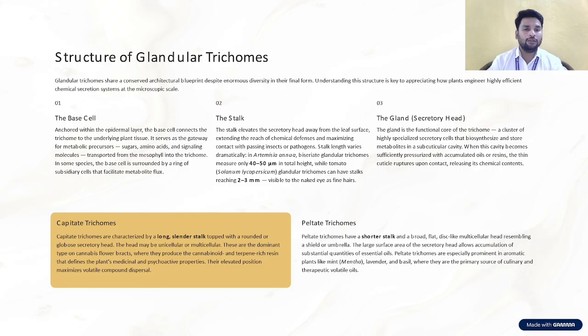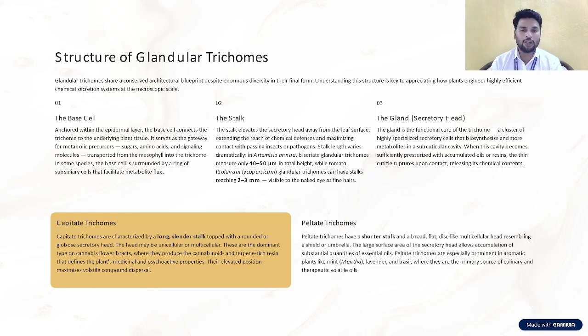And then the gland, that is one of the important parts of the glandular trichome, is the secretory head. The gland is the functional core of the trichome, a cluster of highly specialized secretory cells that biosynthesize and store the metabolites in a subcuticular cavity. When this cavity becomes sufficiently pressurized with accumulated oil, resin, or secondary metabolites, the thin cuticle ruptures upon contact, releasing its chemicals for the purpose of defense.